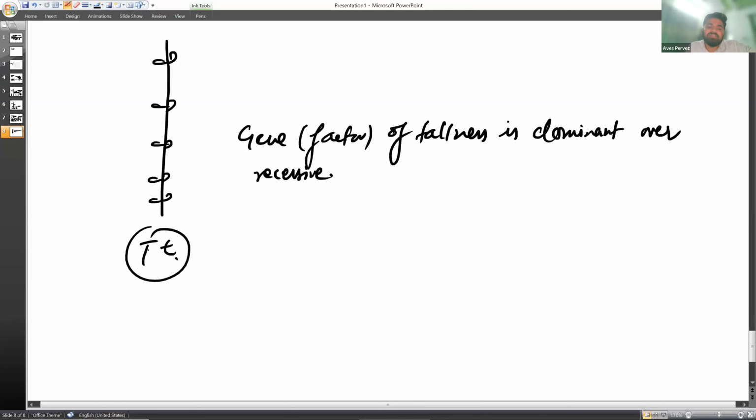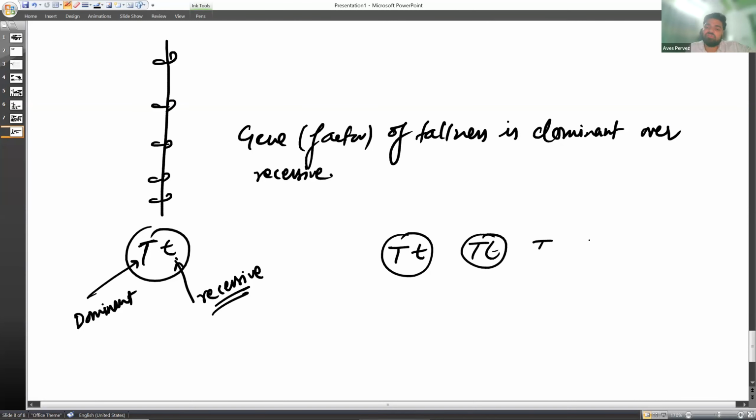This is a heterozygous condition. There is a gene of tallness and a dwarfness, but still we will say that in a heterozygous condition, this plant is tall. So it means this gene is dominant, and this gene is recessive because it is not able to express itself. Got it? Yes, sir. So in F1 generation, we get all this type of plant, heterozygous tall. There was no homozygous tall.